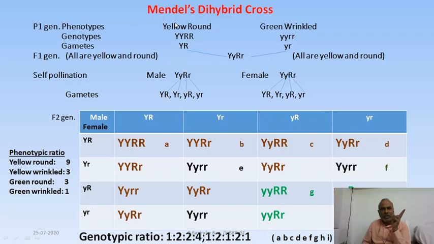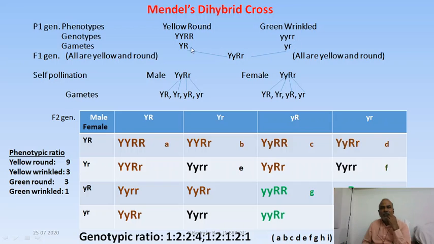One plant has two characters, yellow and round. The other has the contrasting characters, green and wrinkled. So he thought that yellow is because of capital Y, and round is because of capital R, pure breed. Here green is because of small y, and wrinkled is because of small r. And he deduced the gametes: capital Y, capital R, and here small y, small r.